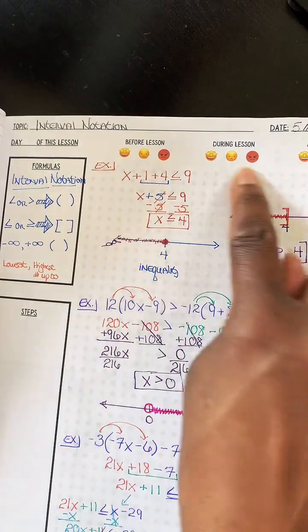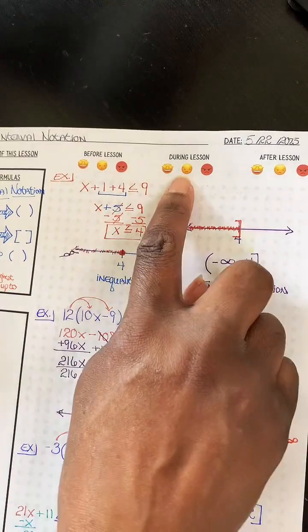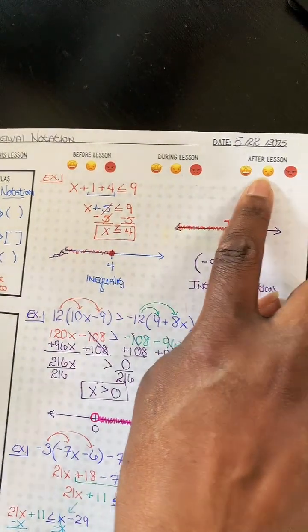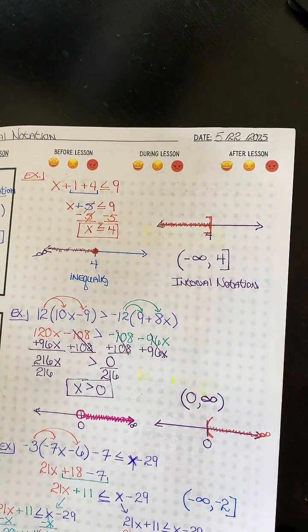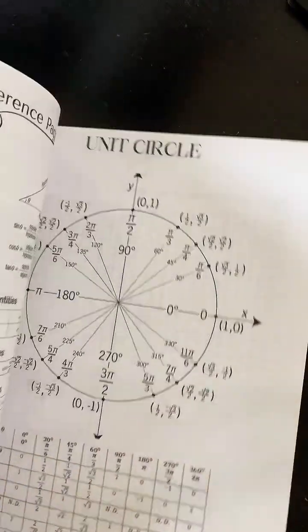And then they can do a mood tracker to see, was this your first lesson? How did you feel before the lesson? How did you feel during? And how did you feel after? So you can keep track of that. And just like all my books, I have a reference sheet. We've talked a little bit about the factor sheet today.